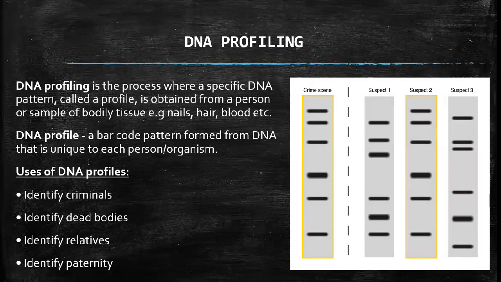So a DNA profile is actually the result of DNA profiling. It's a barcode, a pattern formed from DNA that is unique to each person. It's like a paper that shows a certain DNA pattern of a particular person. And then it is used actually in crime scenes. How? Now we're going to look at these uses of DNA profile.